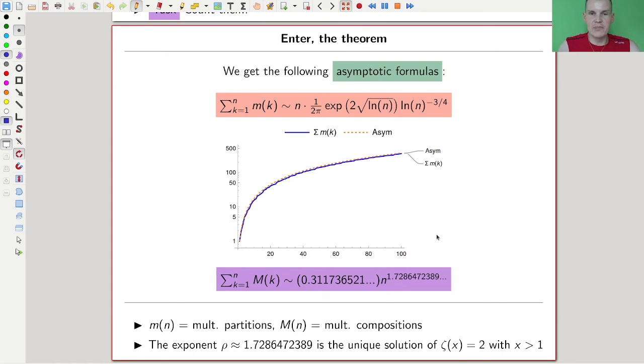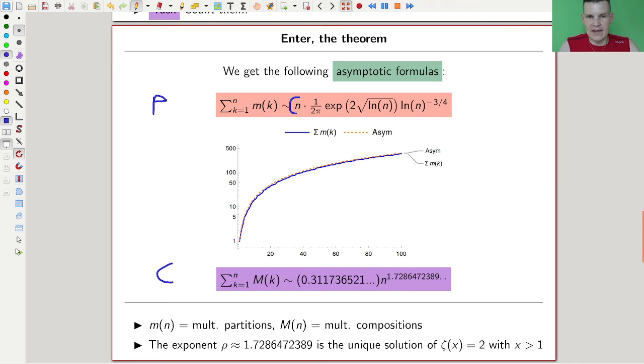The average number of multiplicative compositions or partitions. So the small is the partition ones. So these are the partition ones. These are the composition ones. It's actually not so bad. And what I mean by average is I just wrote it like this.